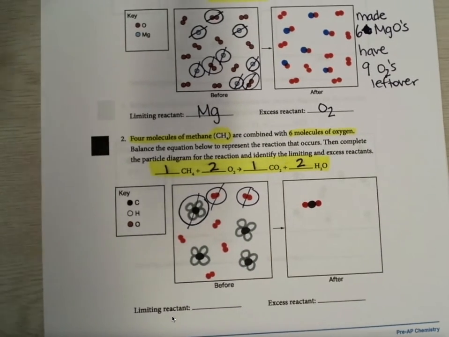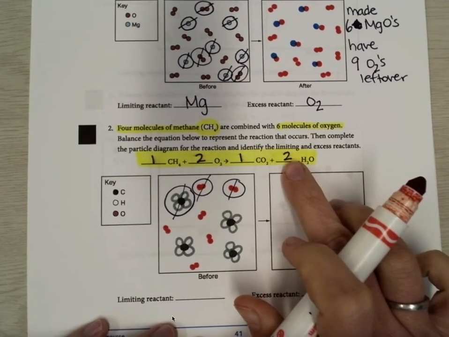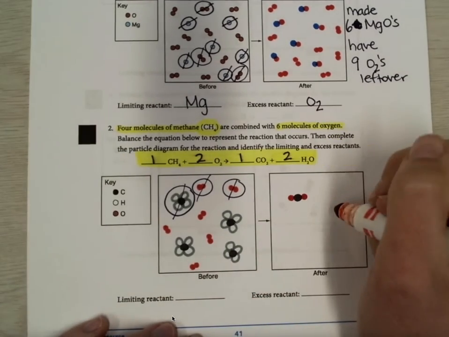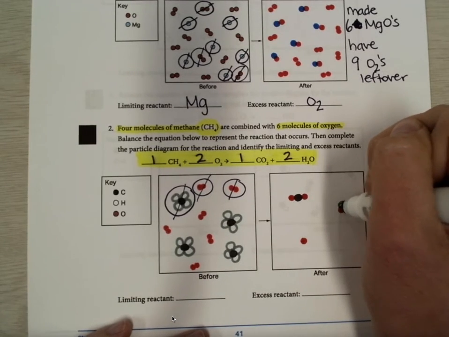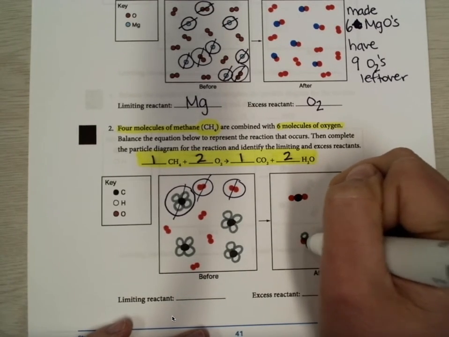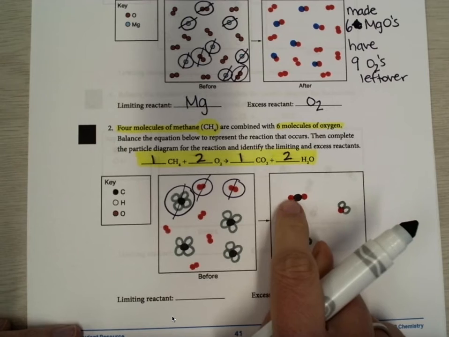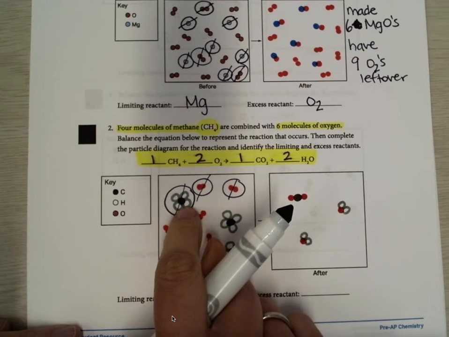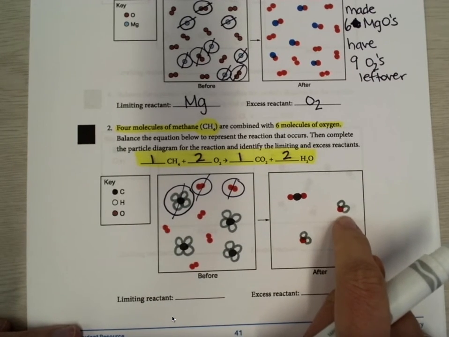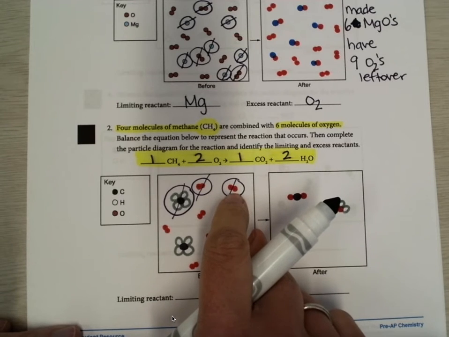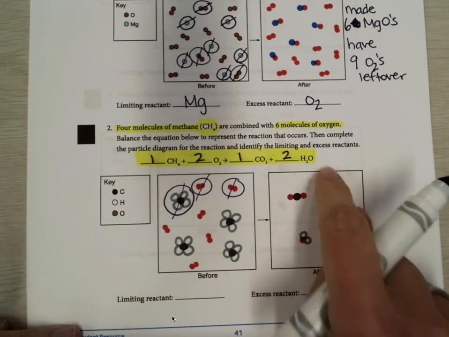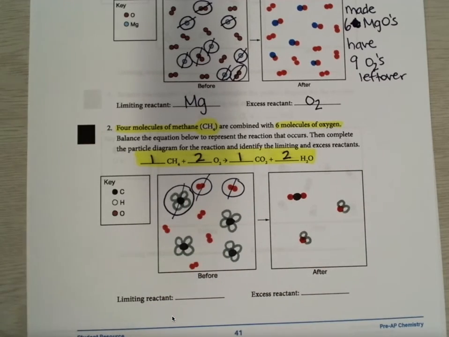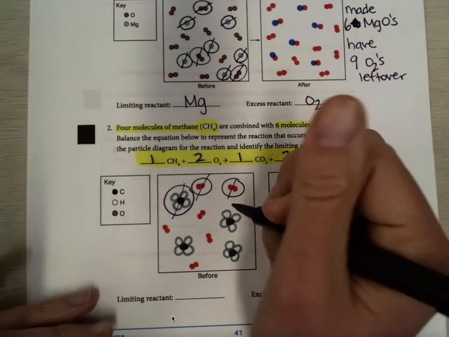And we're going to form 2 waters. So water is H2O. So 1 black, 1 black, 1, 2, 3, 4 white, 1, 2, 3, 4 white, 1, 2, 3, 4 red, and 1, 2, 3, 4 red. So that's our balanced equation, and that's what that looks like every time the reaction goes. So now I'm going to do it again.